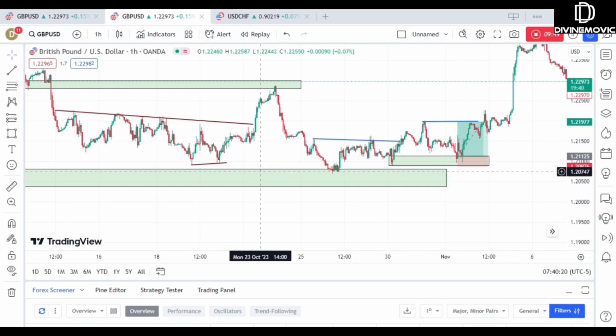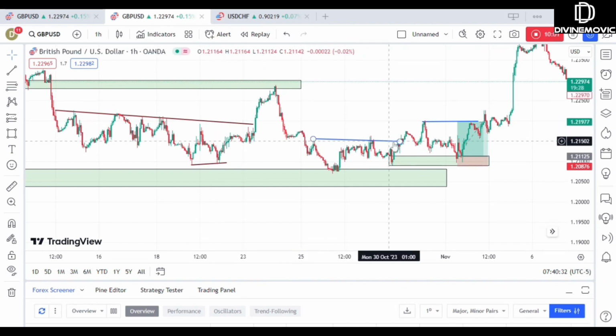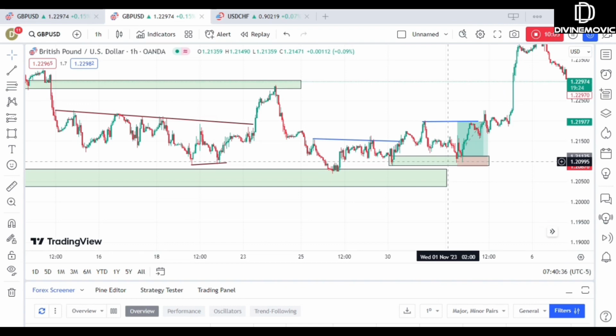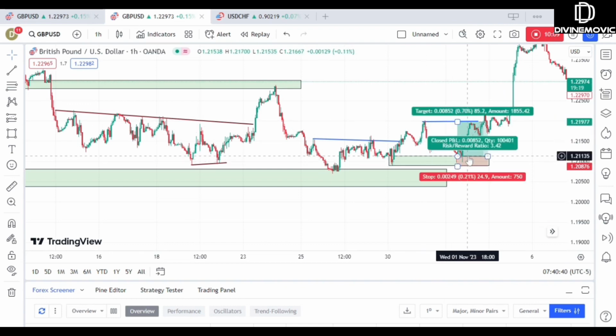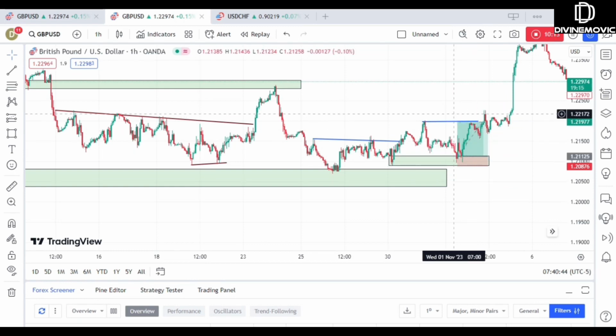And I've explained to you that this one now was the point of interest caused by change of character, and now this one here was the point of interest caused by a failed order block. And then the third one here is the internal point of interest caused by change of character. So when price came to this place, I took a buy.